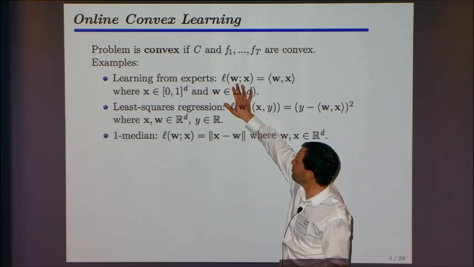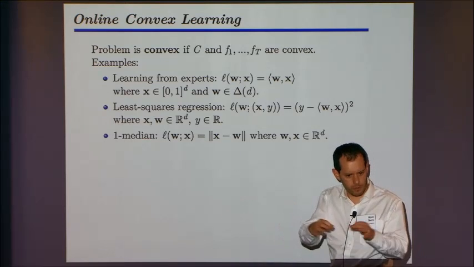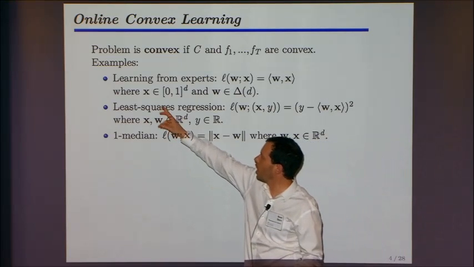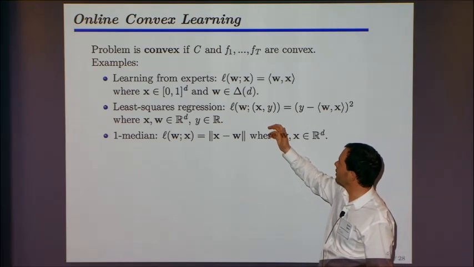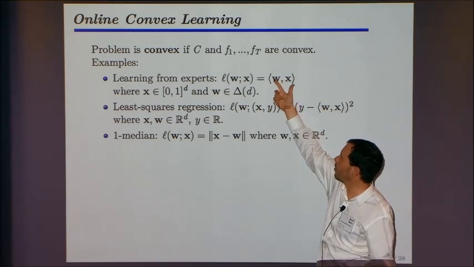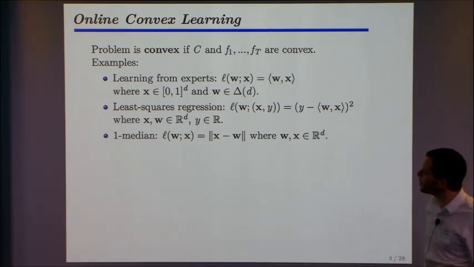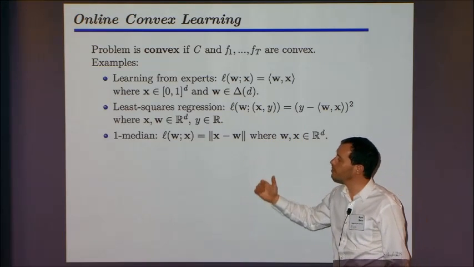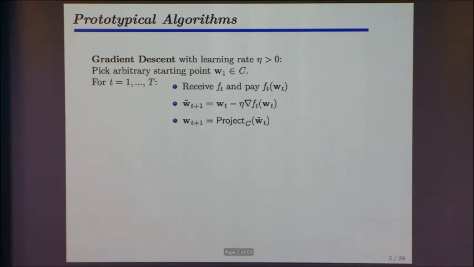Okay, so an example would be learning from experts, which came up in John's talk this morning. Here I imagine my W is a distribution over experts. So either the name of one expert or maybe some convex combination thereof. And X is the cost, the money lost by each of my possible investment advisors, and what I lose is the inner product of these two things, right? The money lost by the investment advisor I chose at this time. Least squares regression fits into this. Median type problems fit into this framework. There are lots of things that are convex. I don't think I have to belabor that point.